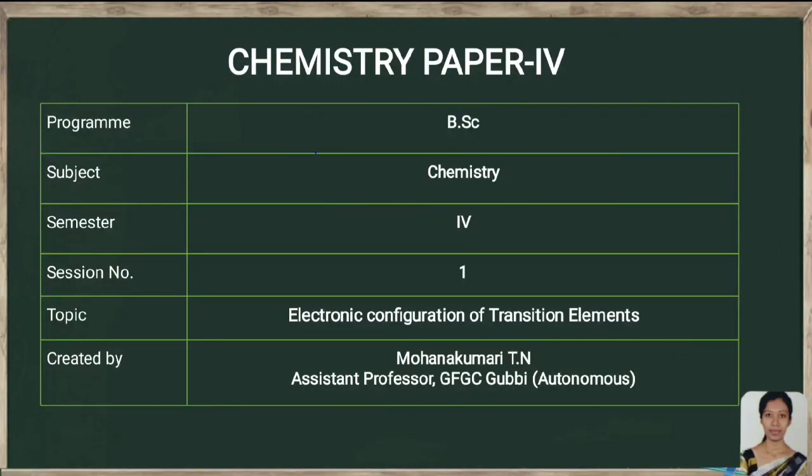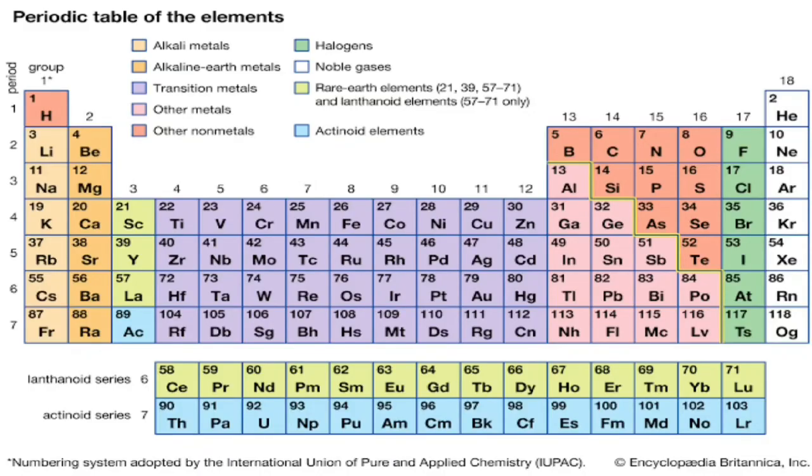Dear students, in this class we will be studying about electronic configuration of transition elements. This is the periodic table which we have seen in the previous class. In this periodic table, 118 elements are arranged in the increasing order of their atomic number, which was done by Henry Moseley. He has classified 118 elements into four different blocks, which are nothing but S block elements, P block elements, D block elements and F block elements.